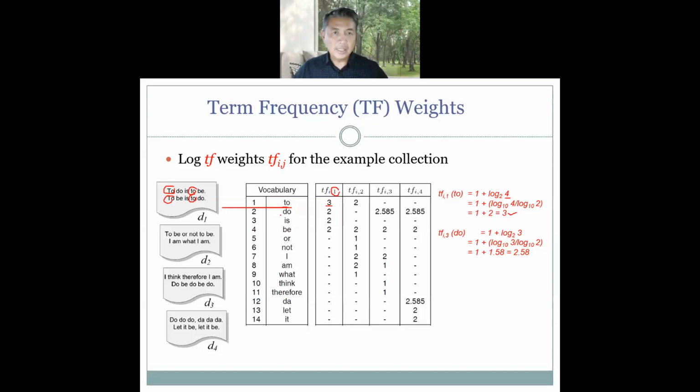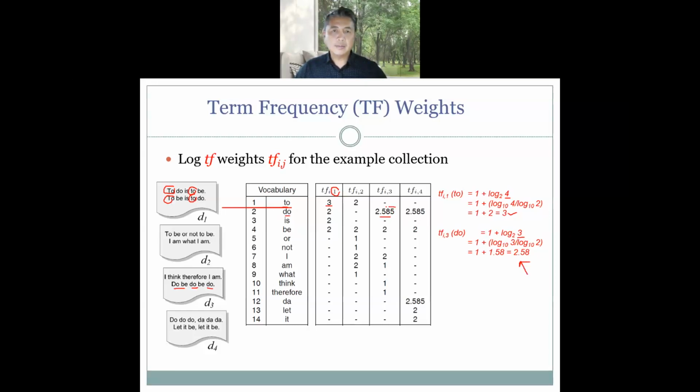Similarly for the d in document 3. How many times does it appear? 1, 2, 3. So 3 times. So we have 3 here, and when we solve this one, we get 2.58.